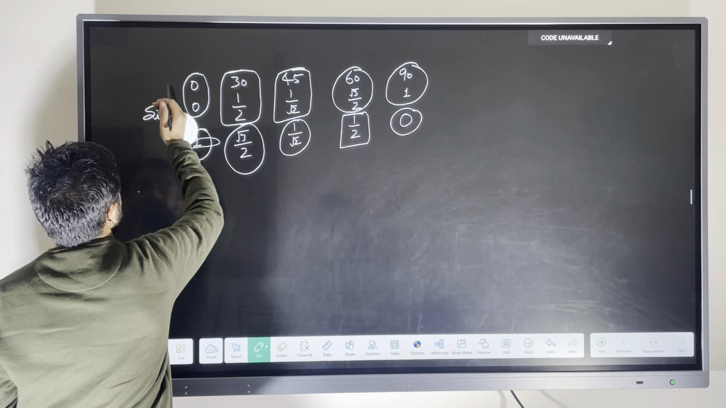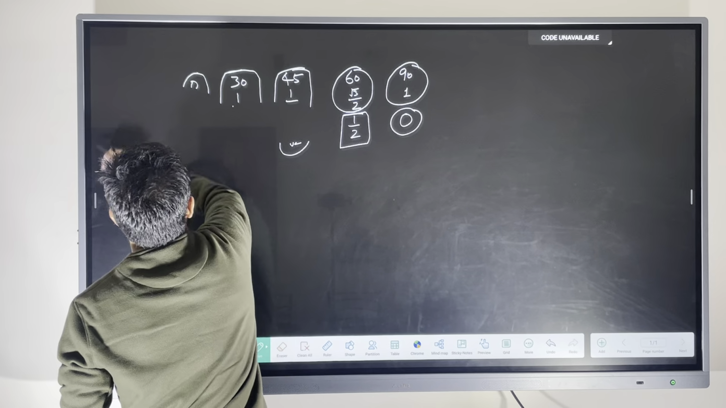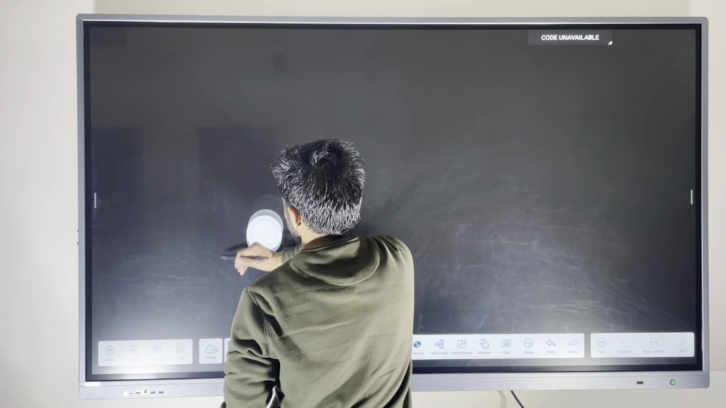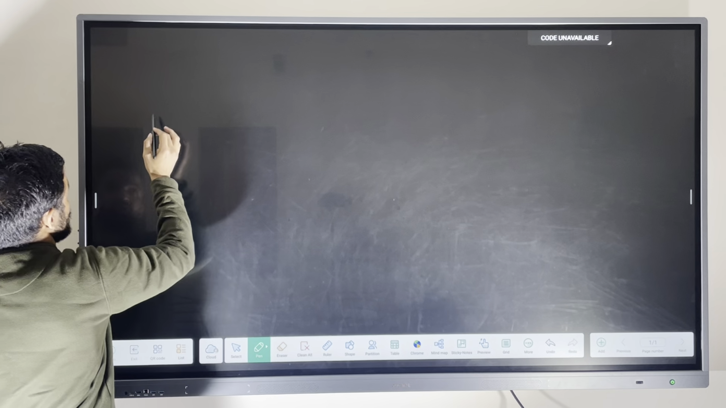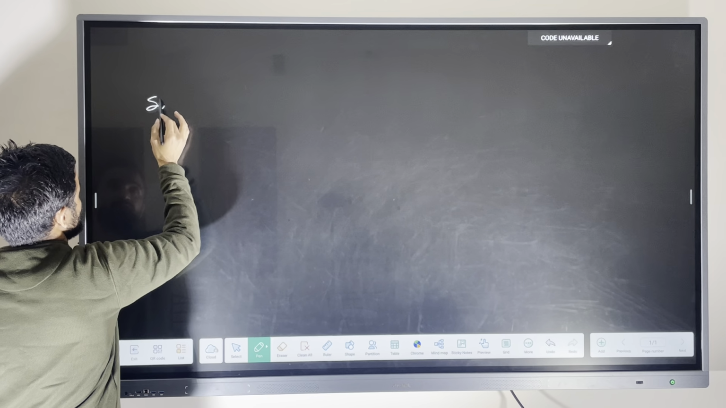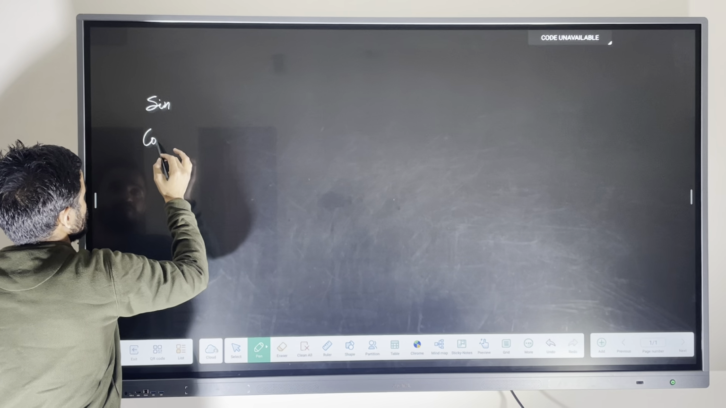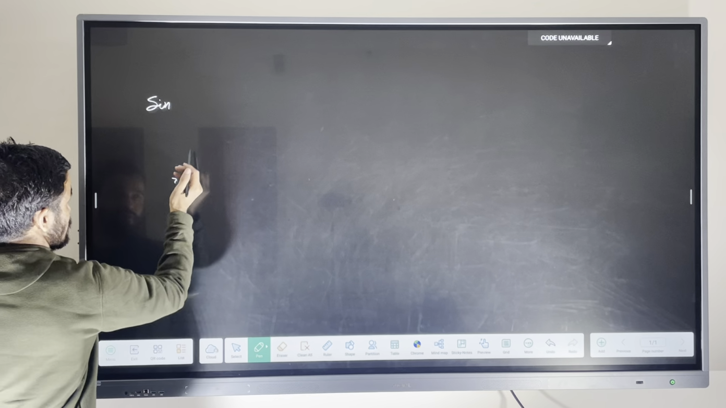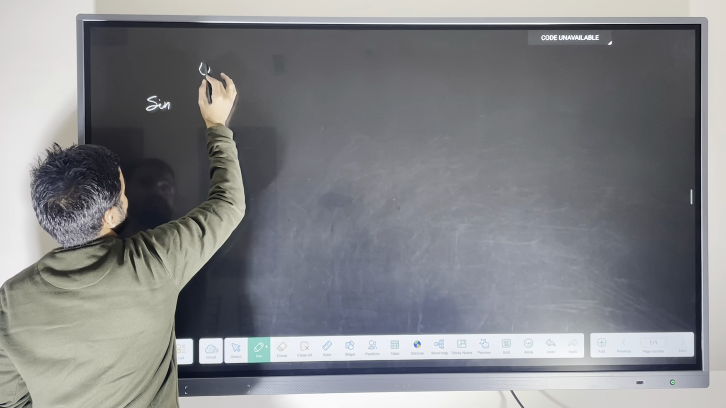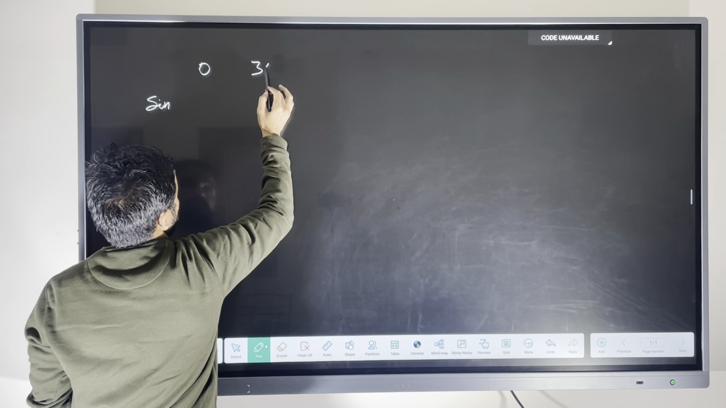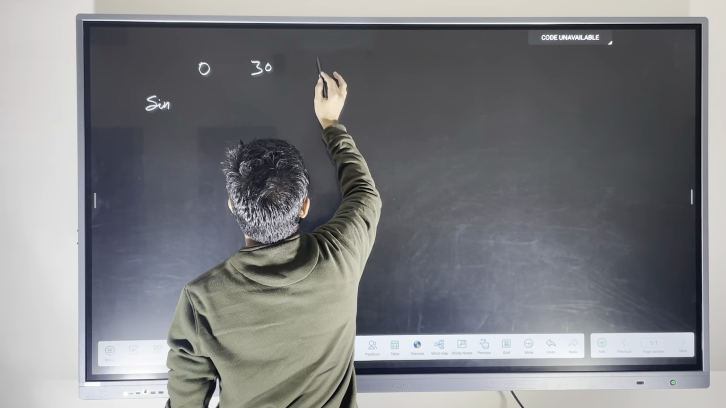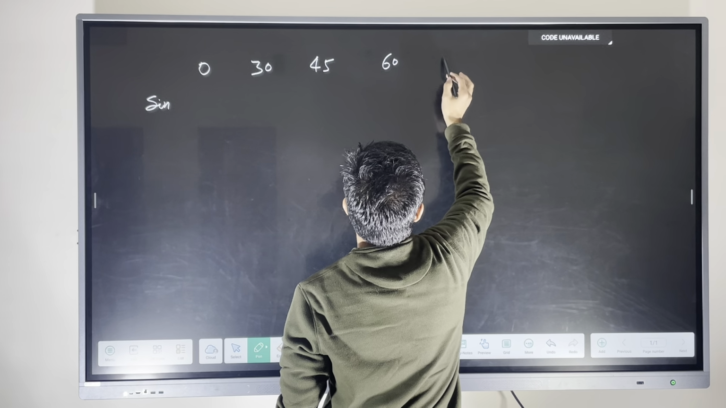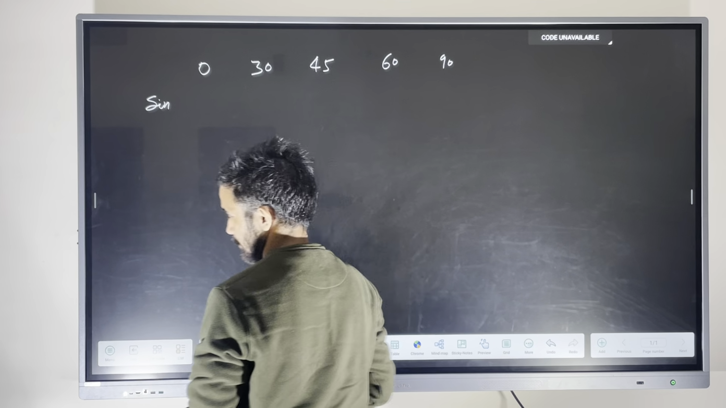Now to make a table of trigonometrical functions at different angles, let's see how we make the table. First we write the function here, sine and cos. We will make the table for sine only. So we have the angles 0, 30, 45, 60, 90.